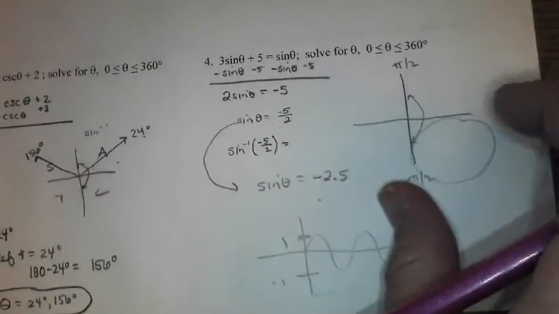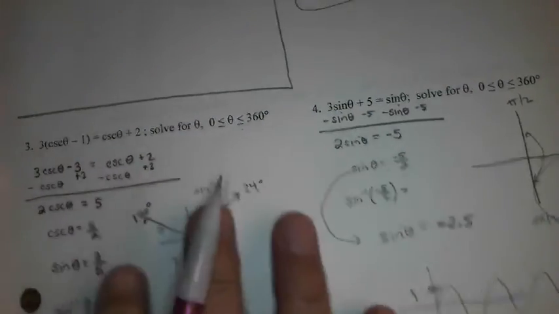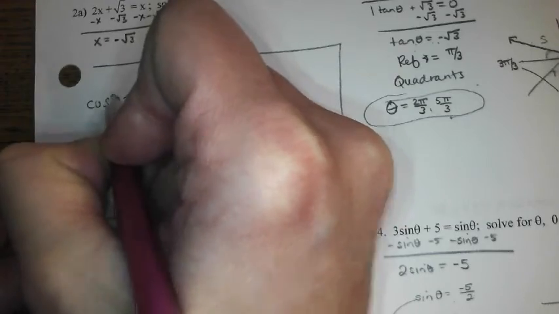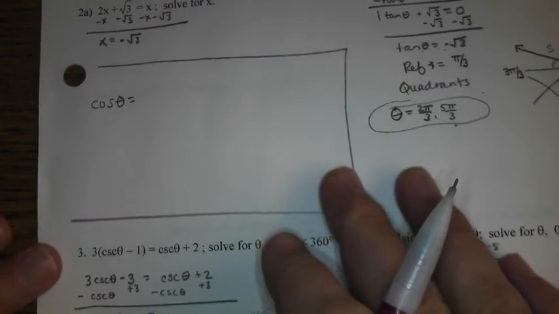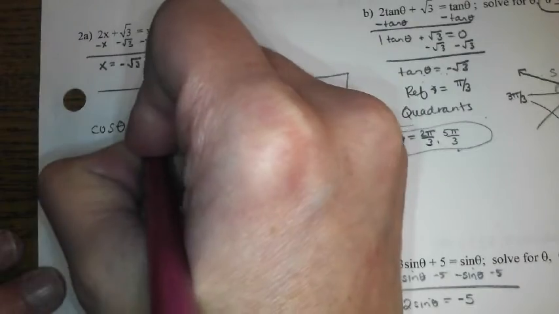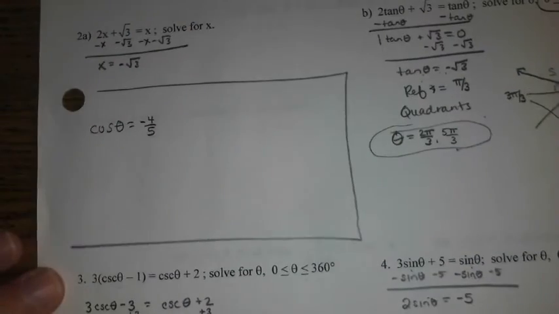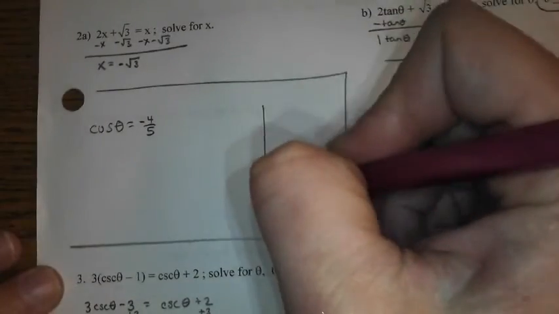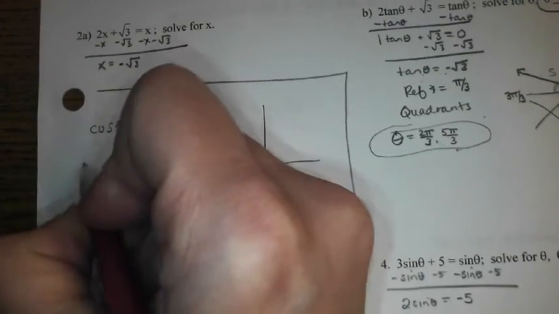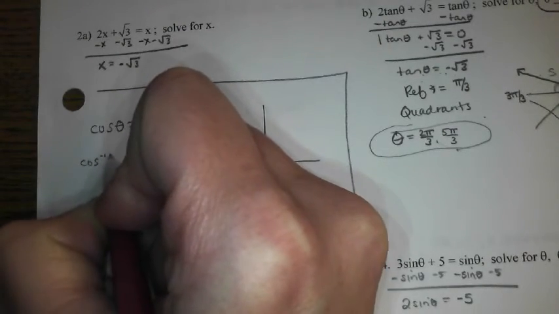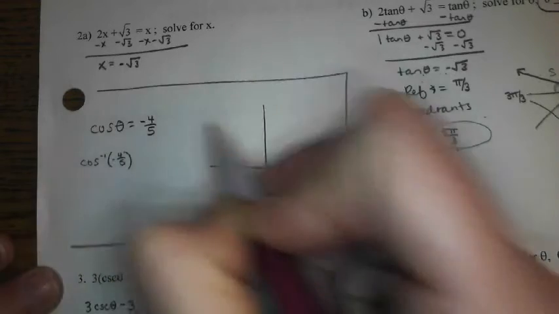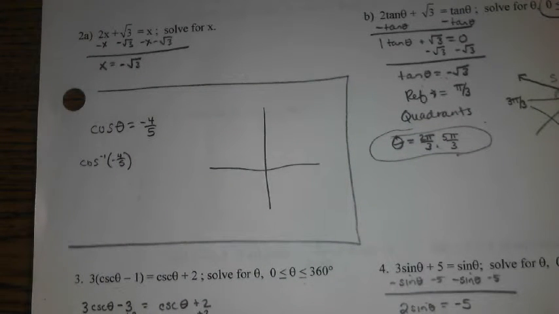One more thing for you, because this will probably come up and you're going to want to know it. Let's pretend I have something like this. Cosine of theta equals negative 4/5. Okay, when I do inverse cosine, what quadrants am I limited to there? Do you remember?